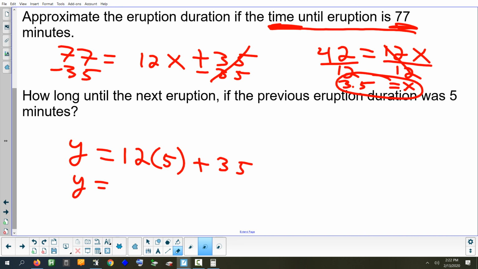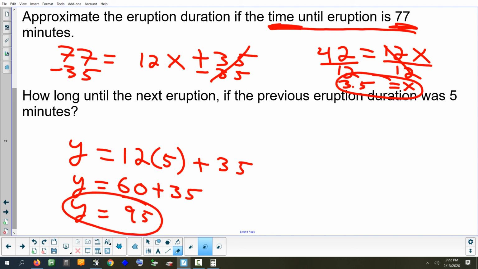So, what's 12 times 5? 60 plus 35. 95. So, if the last time that the geyser went off, it lasted 5 minutes, you're going to have to wait 95 minutes to see it again. That's what this formula is basically saying.